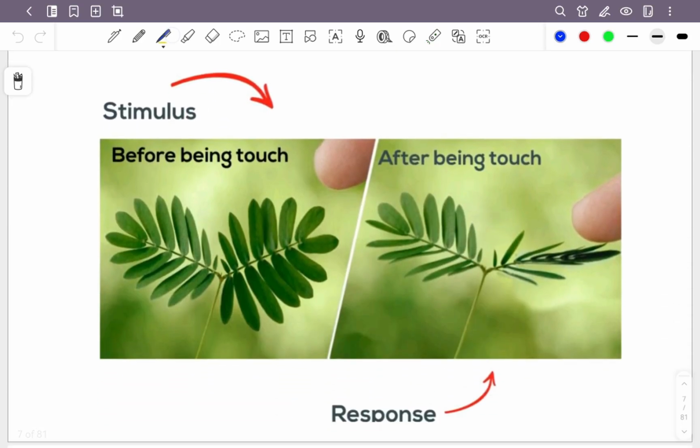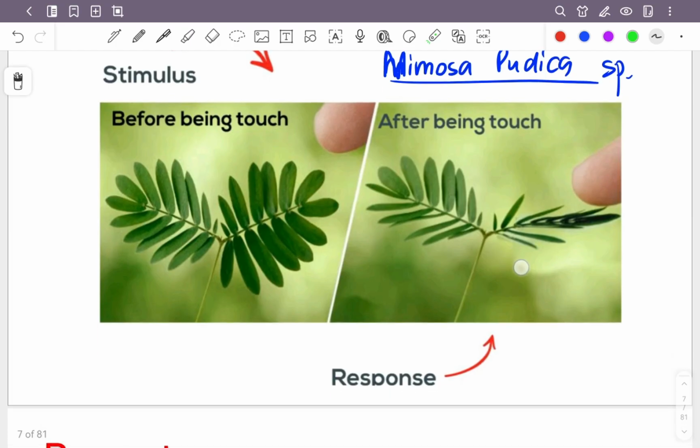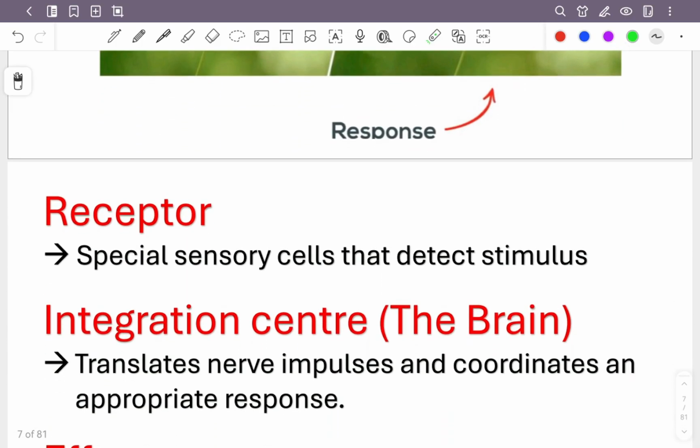This is what we call the Mimosa pudica. Mimosa pudica is the species. In other words, it's the sensitive plant. The common name I'm not sure, but it's the Mimosa pudica. Whenever you touch it, the leaf will close. So this Mimosa pudica is also another example. The stimulus here is actually touching, correct? The change that is detected by the Mimosa pudica is the touching. So this is the stimulus. After the Mimosa pudica detects the stimulus, what is the response? The leaf closes. Understand? So they always pair up.